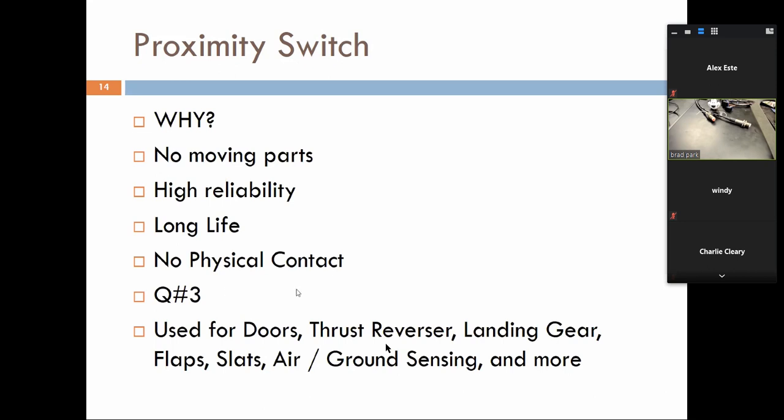Where would you see them? Doors, cargo doors, thrust reversers, so that we know if the thrust reverser is open or closed. Landing gear, flaps, slats, air and ground sensing. So again, they can be used all over the place to sense if something is close.